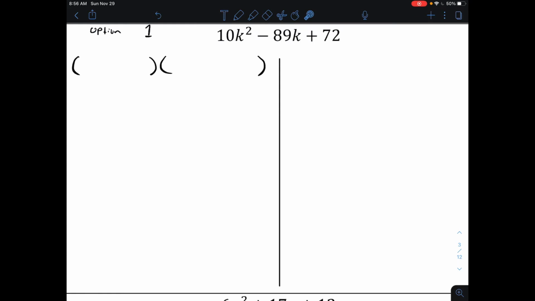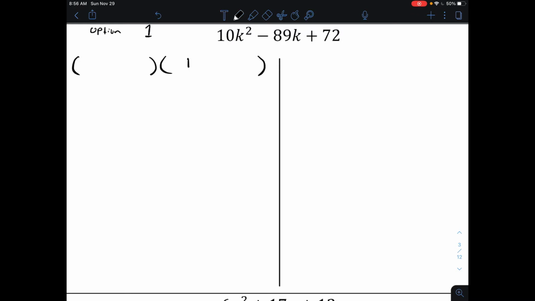All right, so new problem. I want to factor 10k squared minus 89k plus 72. And we're going to start by doing it the guess and check method, and then we'll do the X method if you prefer that method. So I need to undo the multiplication. So I know I'm going to have a k and a k here in the front.